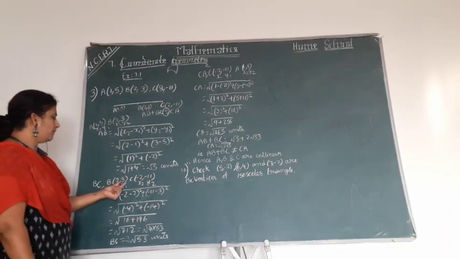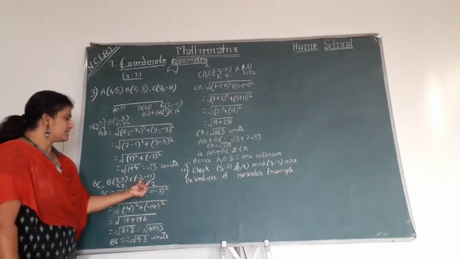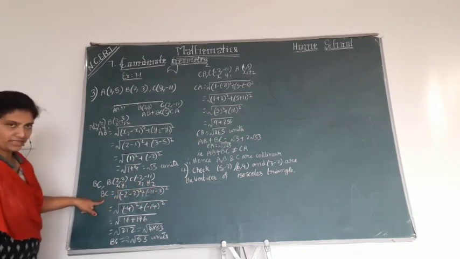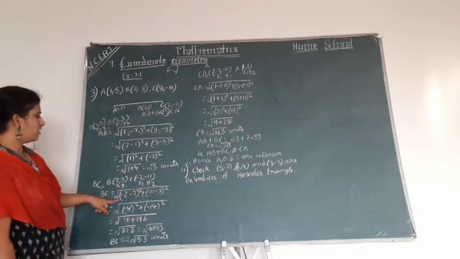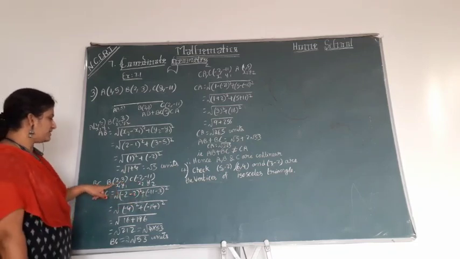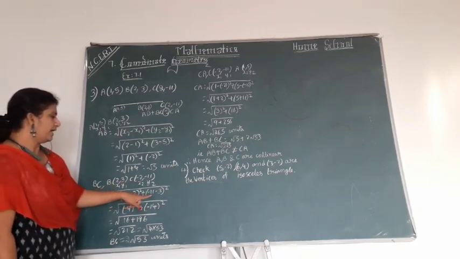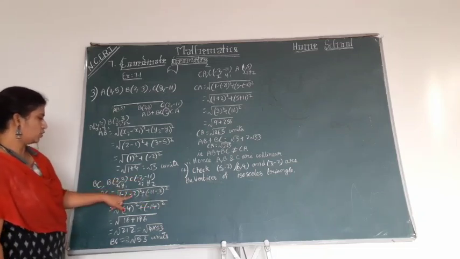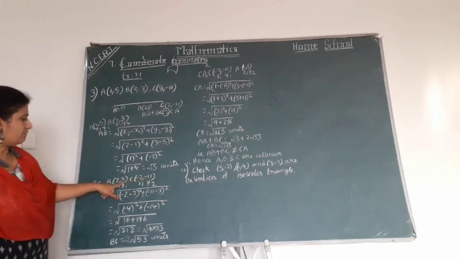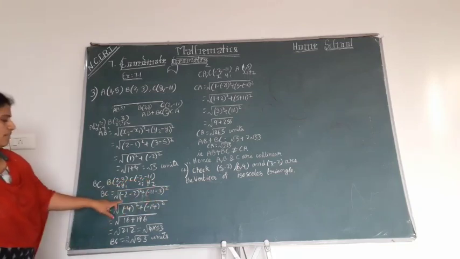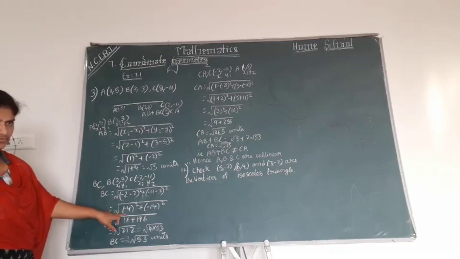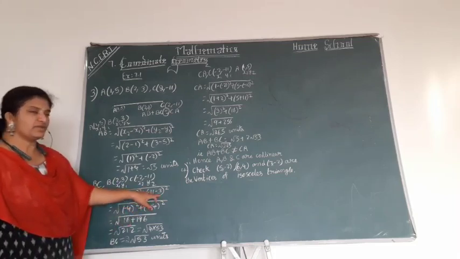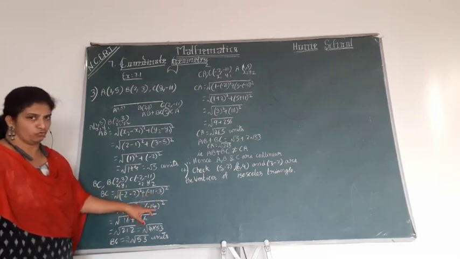B coordinate 2, 3 mention with x1, y1. C coordinate minus 2, minus 11, x2, y2. Apply the distance formula. BC is equal to square root of x2 minus x1 whole square plus y2 minus y1 whole square. That is minus 2 minus 2 whole square plus minus 11 minus 3 whole square. Minus 2 minus 2 will be minus 4.